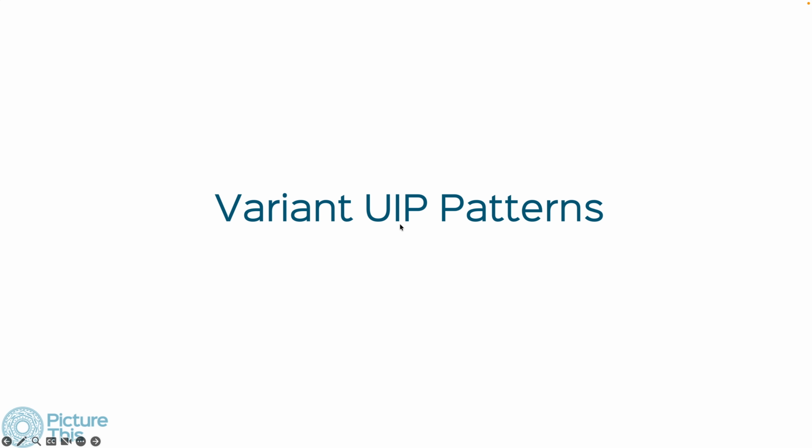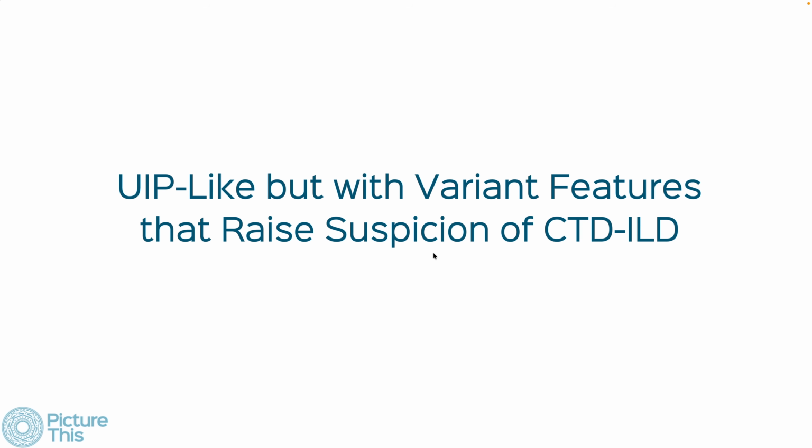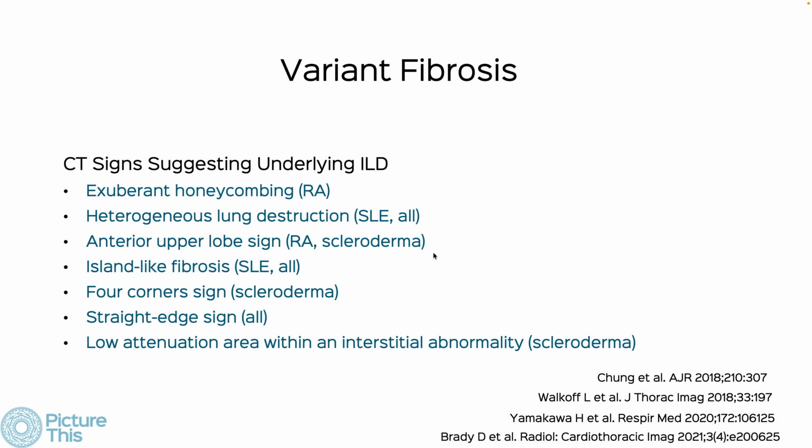Now, almost 3 or 4 years ago, I did a whole post on the variant UIP pattern. So, patients who have honeycombing, the findings look like UIP, but they show signs that raise the possibility of connective tissue disease. And this is useful in the setting where we still don't know that the patient has a CTD, and we're looking at all these signs. And one thing that I haven't included is the rapidly progressive ILD phenotype, and I'll probably do a separate post on that. But that's not a sign, that's just on follow up when we see rapid progression.